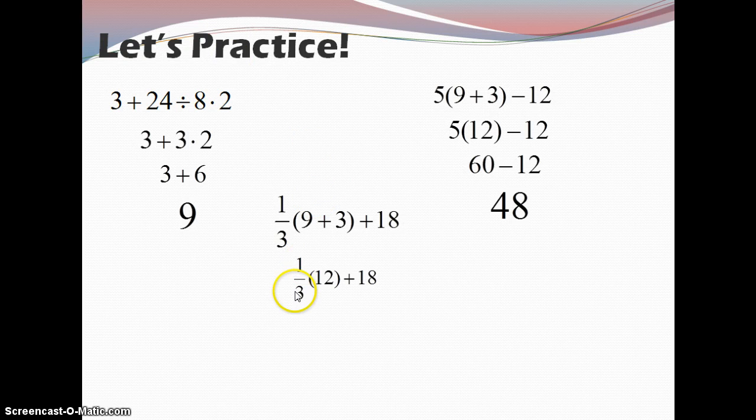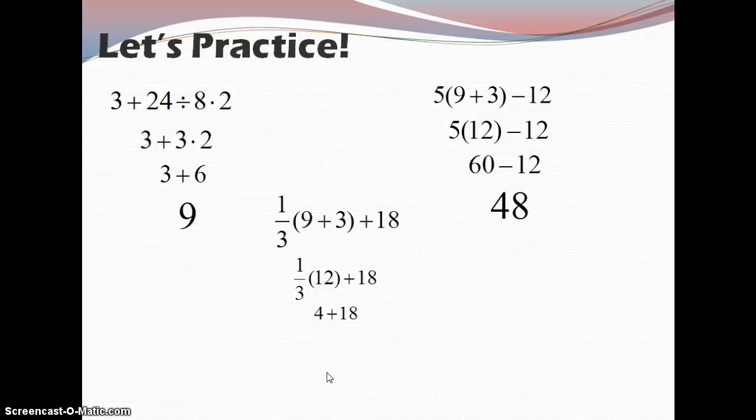Here I have 1/3 times 12. Remember I said any number separated with another number by parentheses denotes multiplication. If you need to use your calculator, go ahead and do so. 1/3 times 12 becomes 4. The 3 and the 12, they cross cancel. This 3 becomes a 1, this 12 becomes a 4. That is how we get 4 from 1/3 times 12.